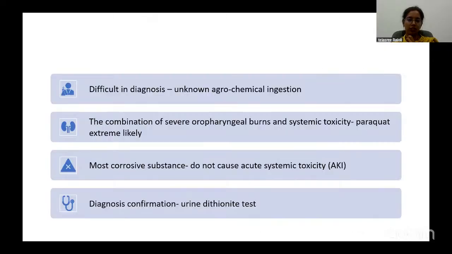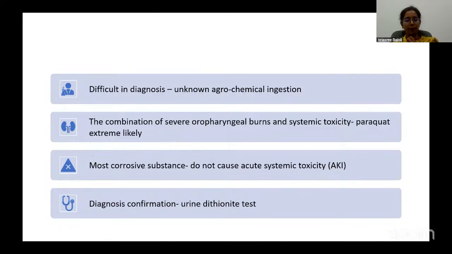So, in case of difficulty in diagnosis, when you don't know what poison has been taken, when there is an unknown agrochemical ingestion, first thing we need to see is what the symptoms of presentation were. If the presentation has only oral GI burns and no systemic toxicity, then paraquat is very unlikely, because most corrosive substances will not cause systemic toxicity. But if the GI symptoms, that is, oropharyngeal burns, are associated with systemic toxicity, then the chances of paraquat poisoning are very likely.